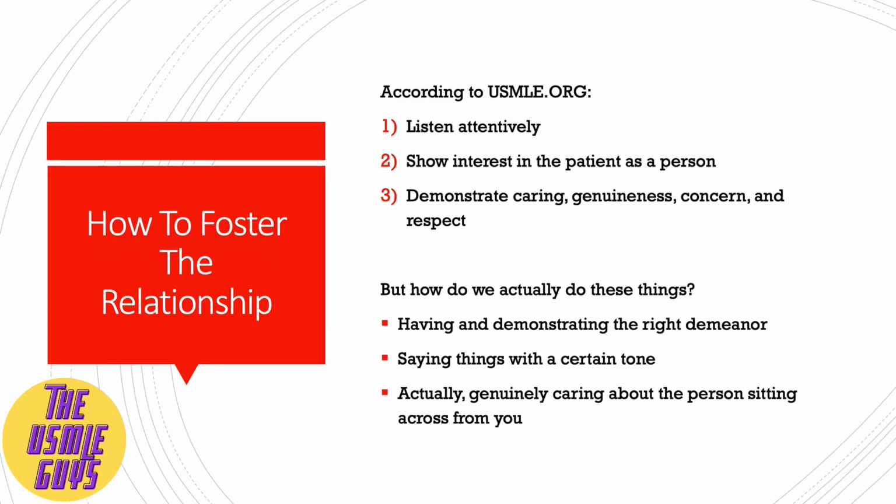You want to say things with a certain tone. For example, if someone is coming in because they're feeling really down because, let's say, their spouse passed away, you don't want to talk in a jovial tone. You want to sort of talk in a more sympathetic tone like this. You have to adjust your tone to fit the specifics of that encounter.